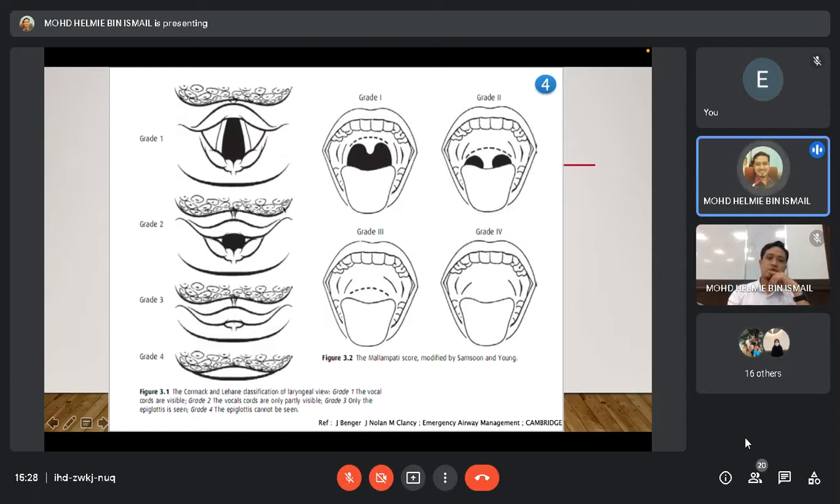So make sure that when you want to intubate, you put the patient at least in grade 2 Cormack-Lehane. Grade 1 is not ideal for intubation. You need to put the patient in grade 2, Cormack-Lehane classification.